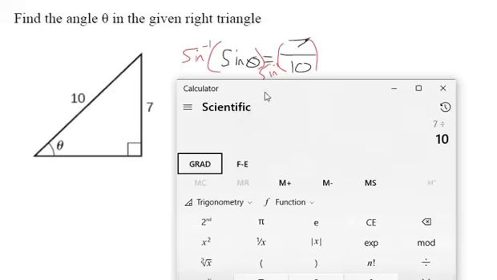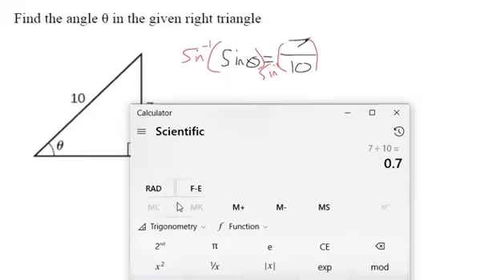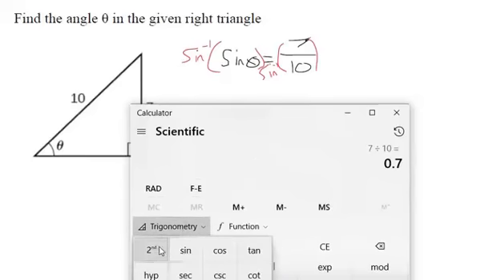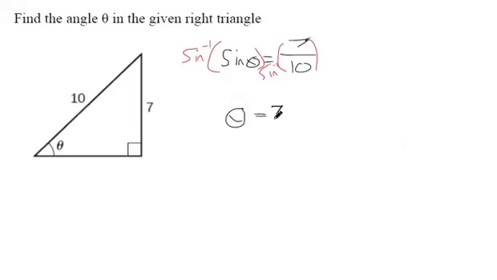But 7 divided by 10, oops, going to hit equals. And then in the Windows calculator, you hit trigonometry, and then you need to hit the second key. And there it is. That's the inverse sine we're looking for. So 0.775 roughly. So that's in radians, 0.775. That's the angle measurement.